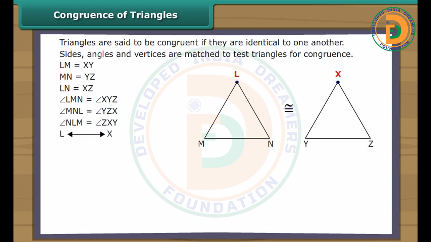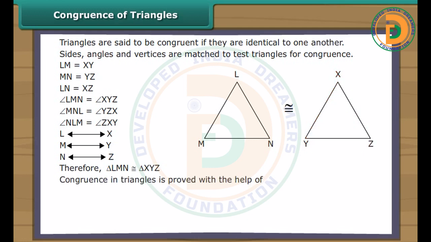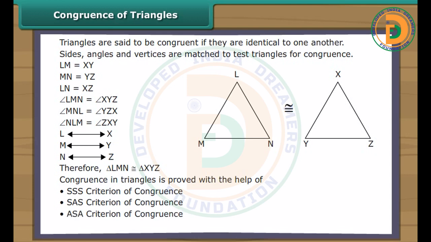Vertex L corresponds to vertex X. Vertex M corresponds to vertex Y. Vertex N corresponds to vertex Z. Therefore, triangle LMN is congruent to triangle XYZ. Congruence in triangles is proved with the help of SSS criterion of congruence, SAS criterion of congruence, ASA criterion of congruence, RHS criterion of congruence.